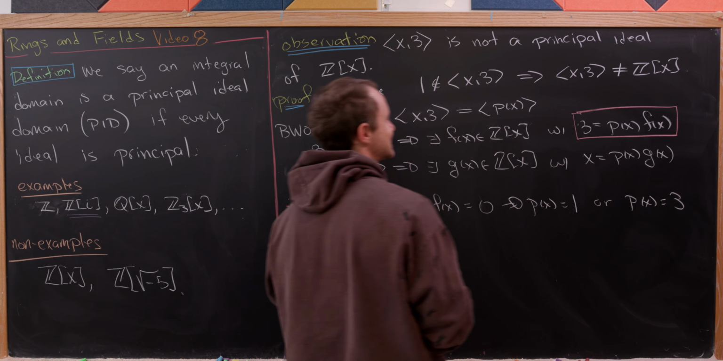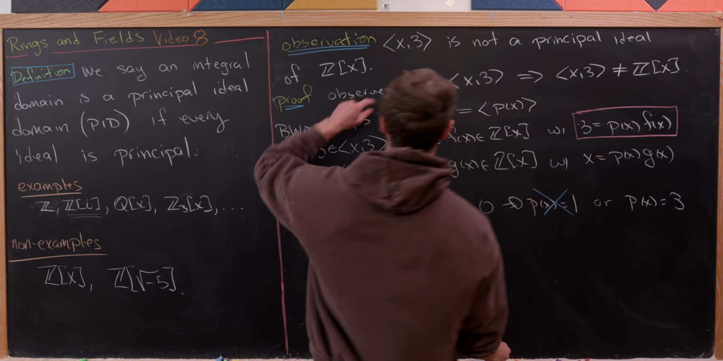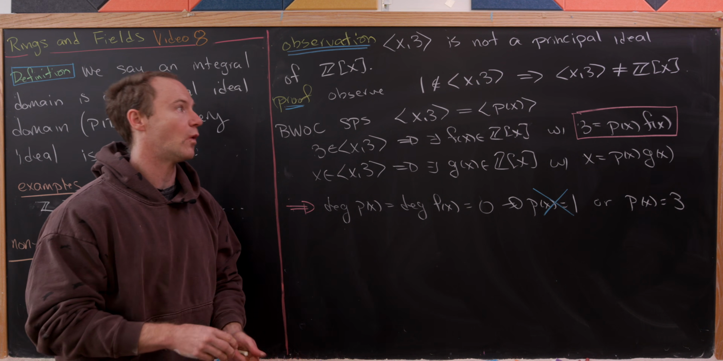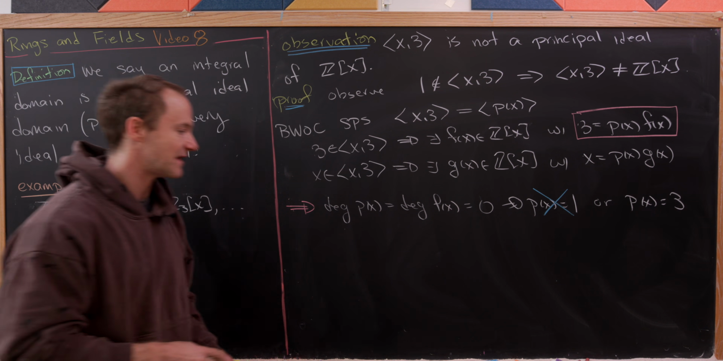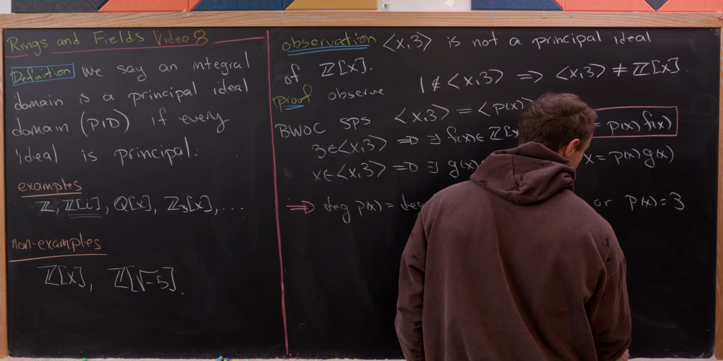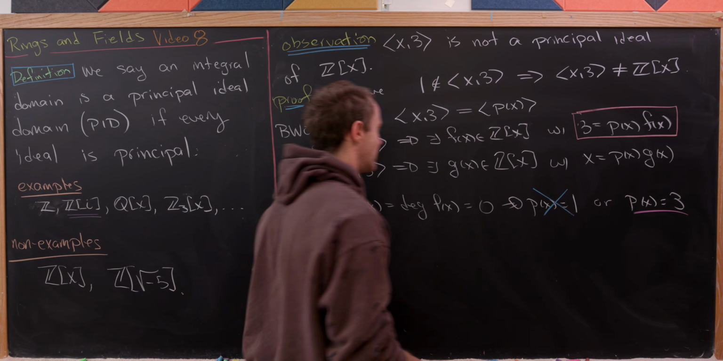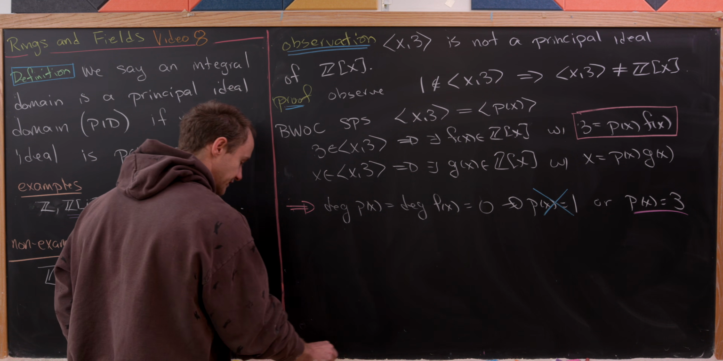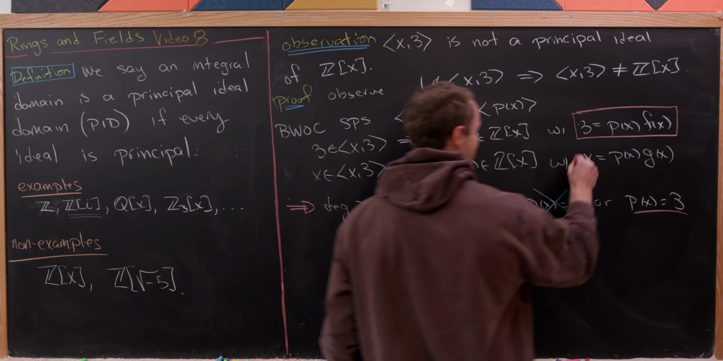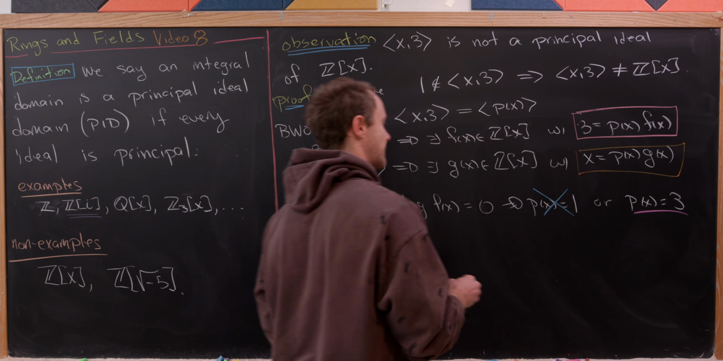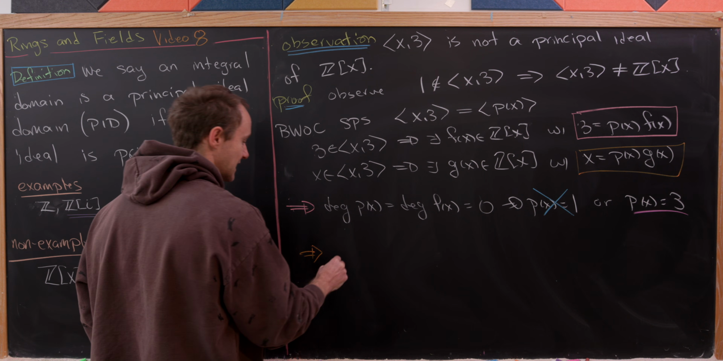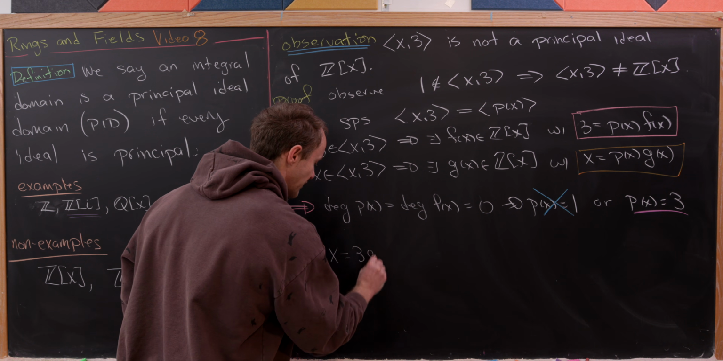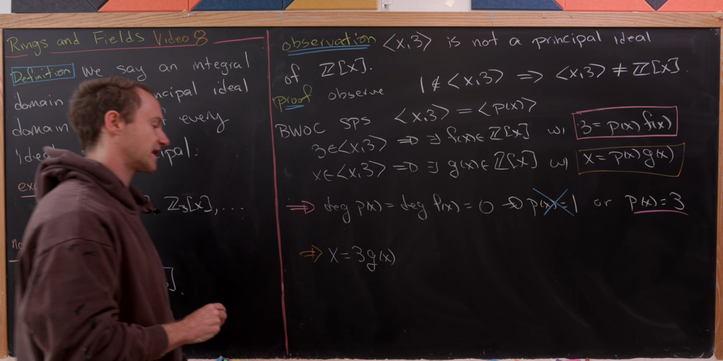Now, we know that it is not 1 because of our statement up here that 1 is not an element of the ideal. So that means that this polynomial really has to be the constant polynomial 3. Okay, so now let's loop that back into this over here and see what that gives us. So that gives us x is equal to 3 times g of x.